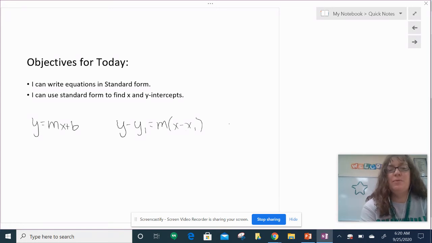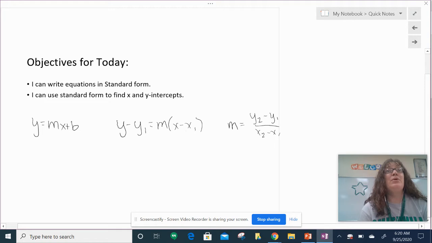Finally, I just want to remind us of how to find slope. We find slope by taking y2 minus y1 over x2 minus x1. Remember, it's wise to put the y's on top, and that just helps us when we're given 2 points to find the slope.